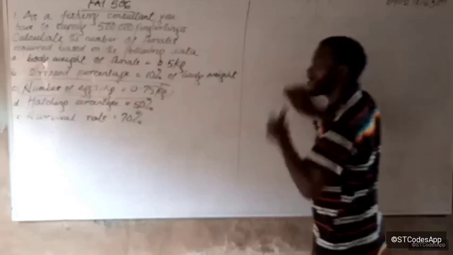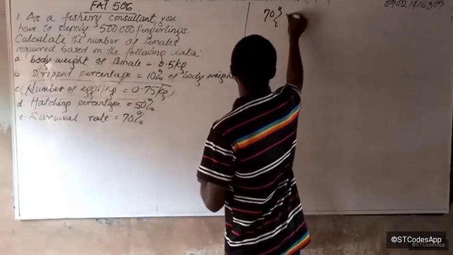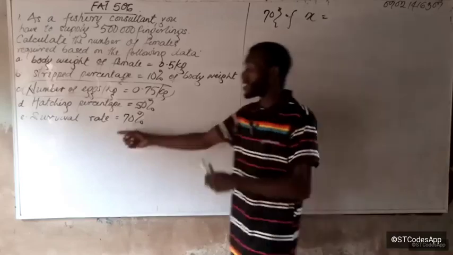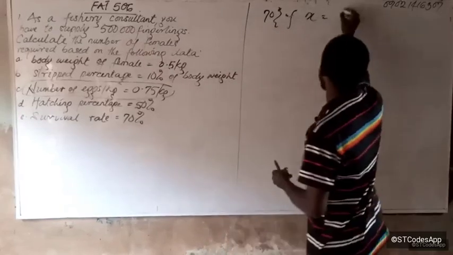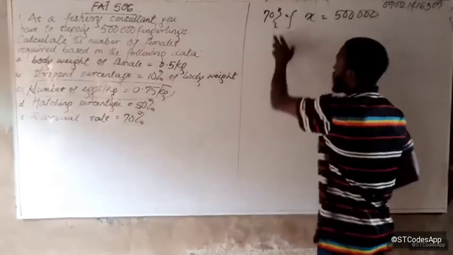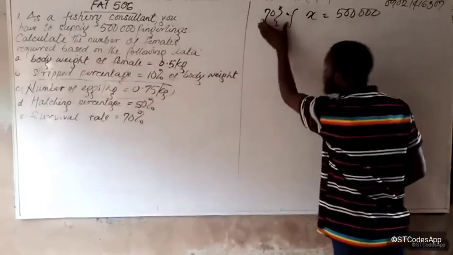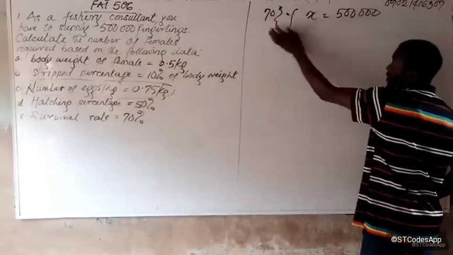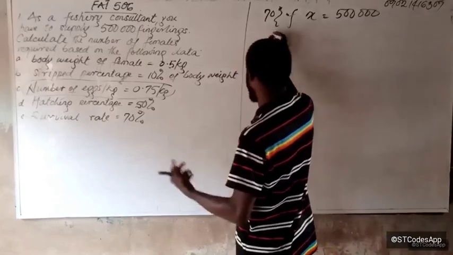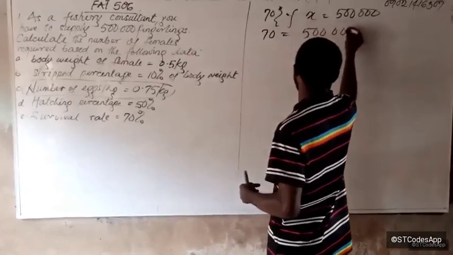Now look at this. It says survival rate is 70%. So 70% of what? 70% of what survived? Because that 70% that survived amounted to 500,000 fingerlings. So this is the amount that amounted. This is the 70% that survived. So this 70% amounted to 500,000 fingerlings. So we have the same idea. You can say that this 70% survived, which are the 500,000.